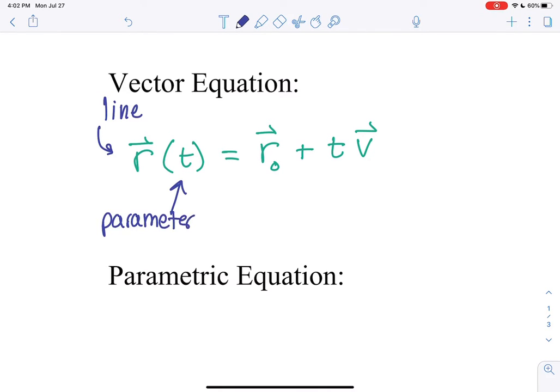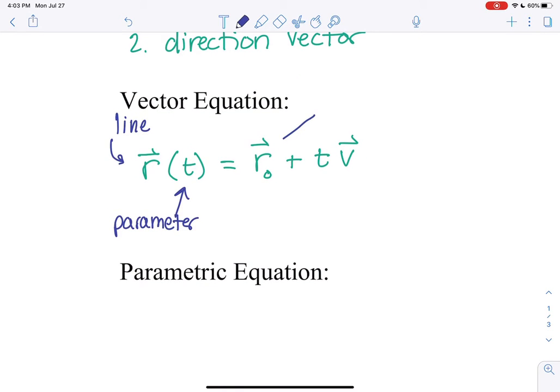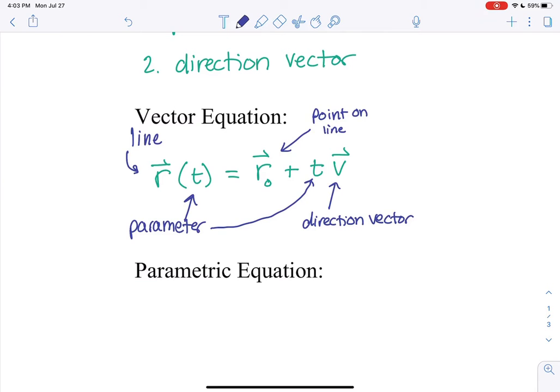t could be any variable, but it allows you to move on the line. It is a variable that changes and gives you every point on the line. This r naught is a point on the line. Here's your parameter again, that's where it shows up in the equation. And this v is your direction vector. That's the way to write the equation of a line.